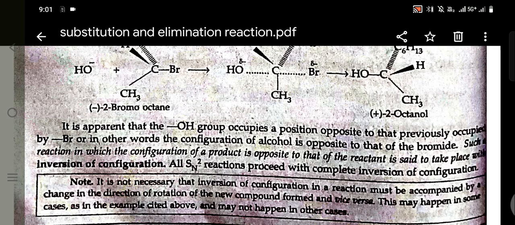Note: it is not necessary that inversion of configuration in a reaction must be accompanied by a change in the direction of rotation of the new compound formed, and vice versa. This may happen in some cases, and may not happen in other cases. It may be recalled that two different compounds which rotate the light in the same direction need not necessarily have the same configuration.